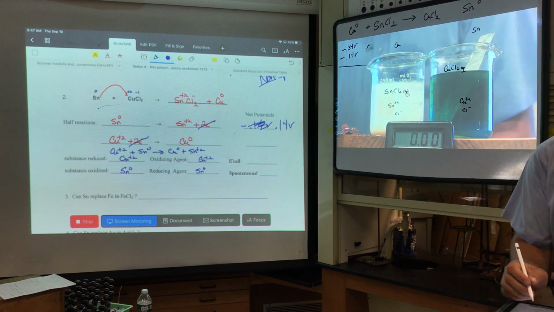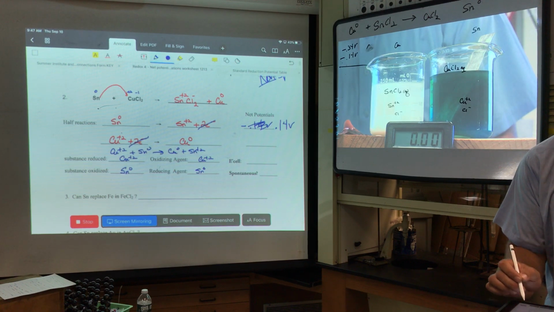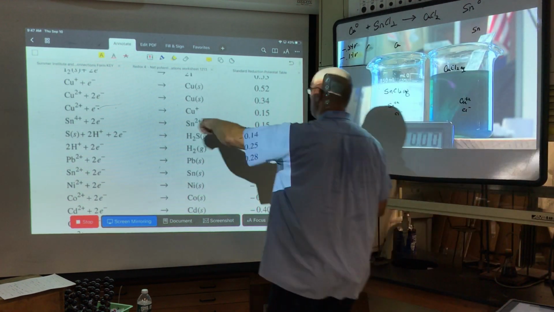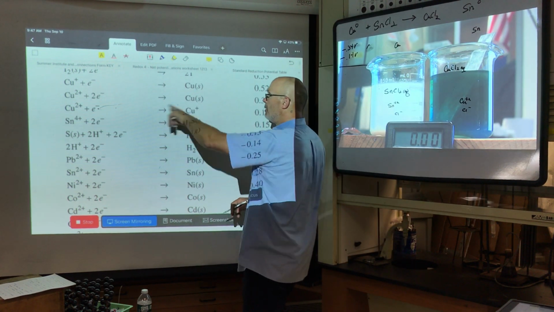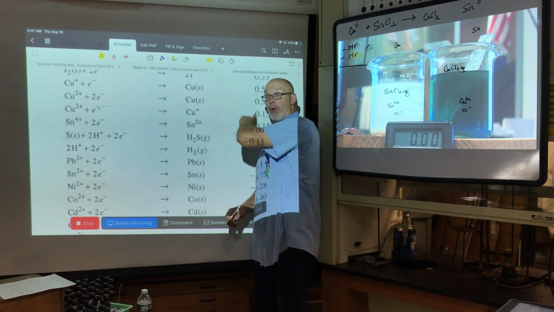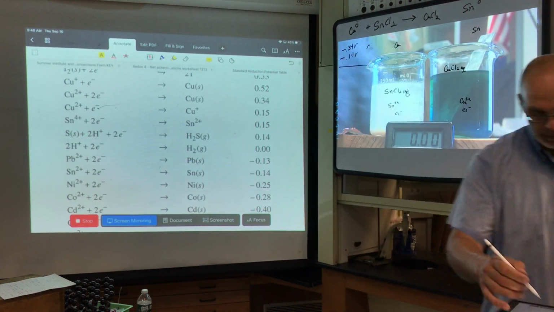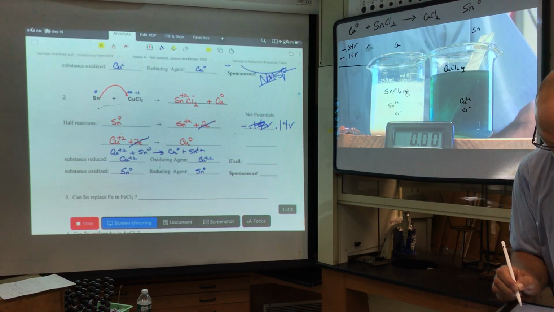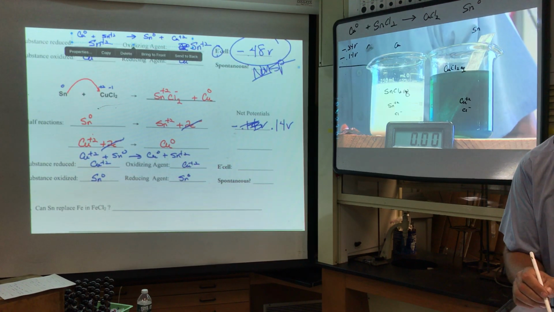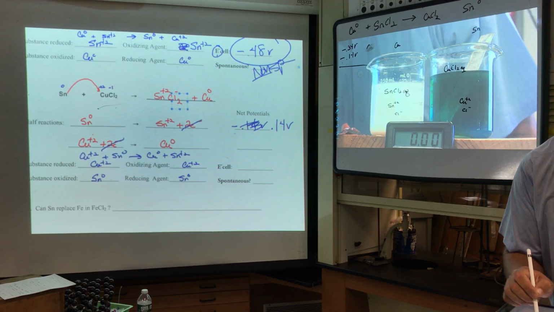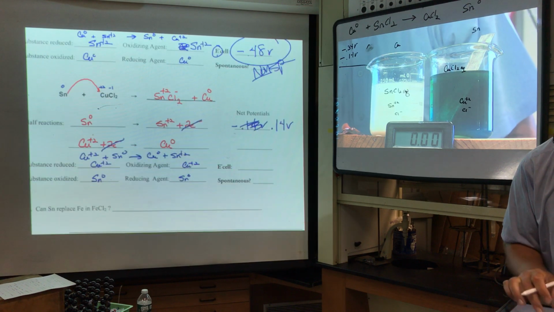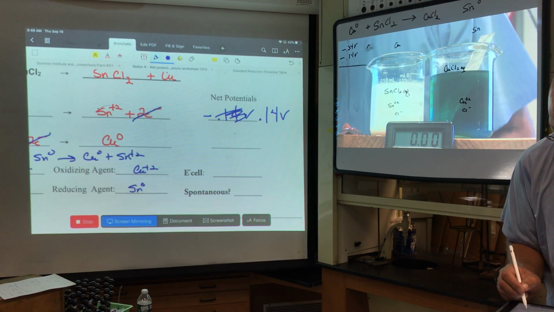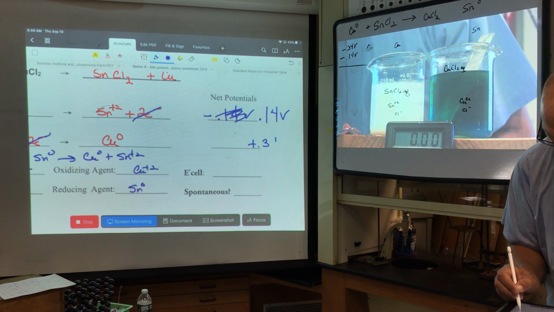Now what about copper? Copper, we go here. Copper plus 2 is reducing. Where am I? Copper plus 2 reducing. Positive 0.34. It likes to do that. Christmas. Every time you go to it, you got to touch it. I can do this. There we go. So this is positive 0.34.